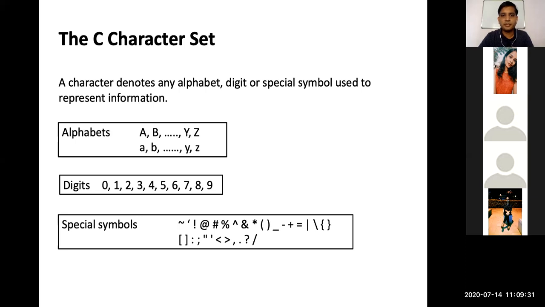The C character set defines that using this character set only you can make your program. Your program should contain only these valid symbols. In compiler design, these symbols are known as tokens. So you can say that these are the tokens of your C language, and using these tokens you can write your program.